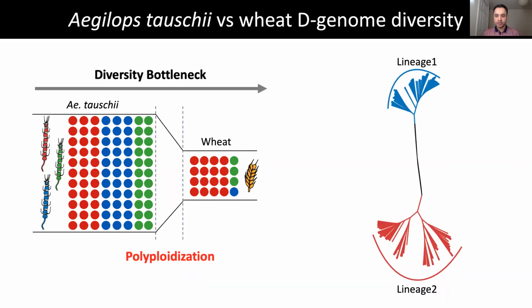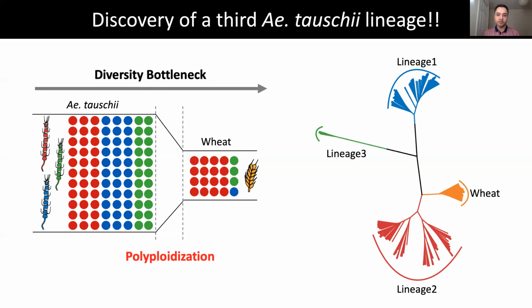Genetic relationship between Aegilops tauschii and wheat D-genome is important to understand the wheat origin and its subsequent evolution. In the previous studies, it has been reported that Aegilops tauschii is divided into two evolutionary lineages, lineage 1 and lineage 2. The phylogenetic analysis of Aegilops tauschii and wheat D-genome grouped wheat samples into a narrow clade close to lineage 2. It has been reported in the previous studies that lineage 2 is the major contributor to the wheat D-genome, with minor contribution from lineage 1.